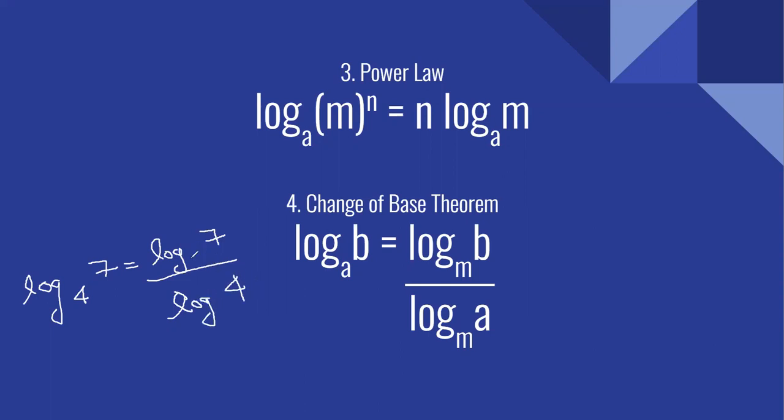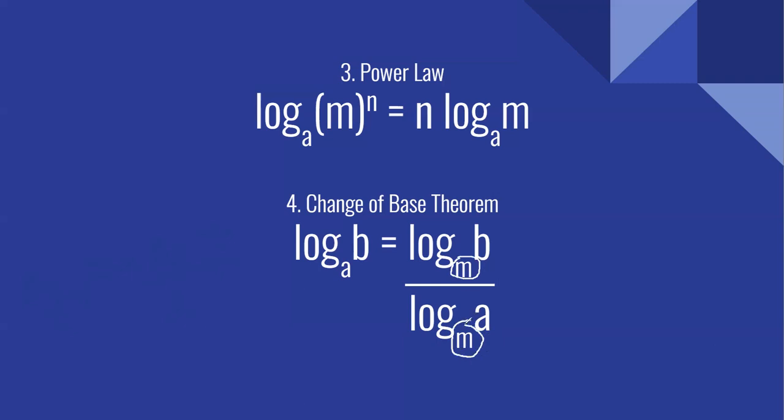And here, the base can be any number you want. So for us, we wanted 10. So if we write log 7 to the base 10, the whole divided by log 4 to the base 10, this and this mean the same thing. So therefore, the change of base theorem states that log b to the base a is equal to log b to the base m, the whole divided by log a to the base m, where m can be any number you want. Okay, let's move on.